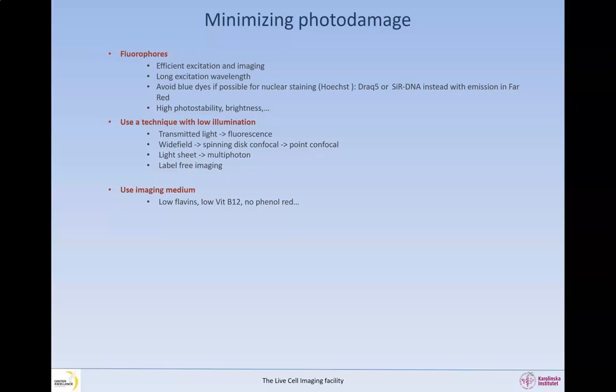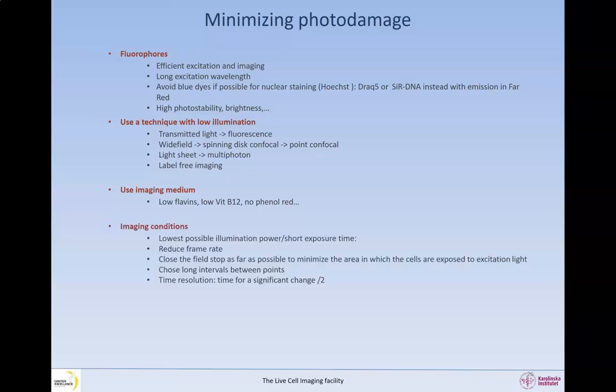Vitamins, for example riboflavin and pyridoxal, have been shown to decrease photostability of enhanced green fluorescent protein, for example. When setting up the imaging parameters, use the lowest possible illumination and a short exposure time. Reduce the frame rate as much as possible. If necessary, close the field stop as far as possible to minimize the area in which the cells are exposed to excitation light.